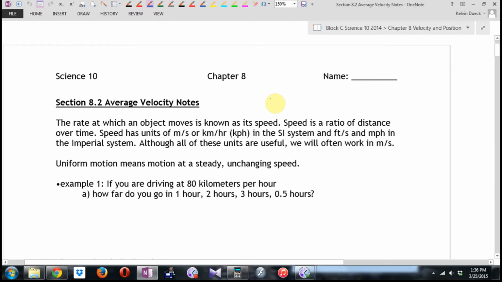The rate at which an object moves, known as its speed. Yeah, I kind of knew that. That's the fancy way of saying how fast something goes. Speed is a ratio. The word ratio means we're going to divide distance over time. Speed is distance over time.